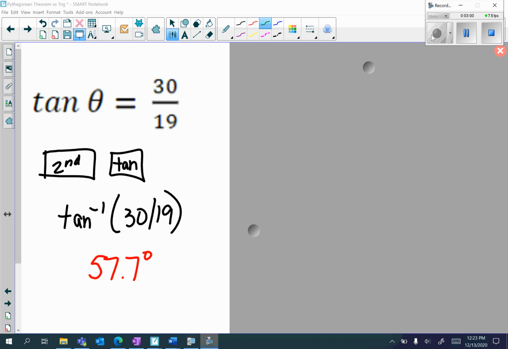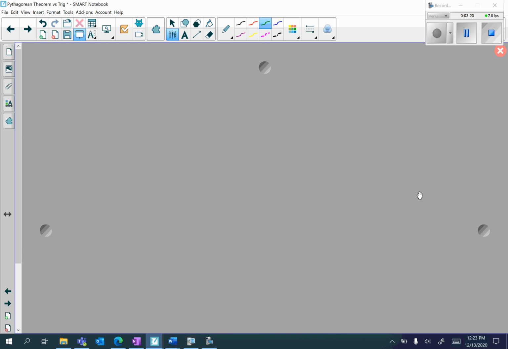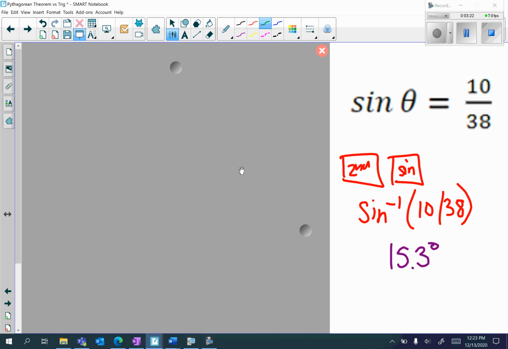Another example we have is tan of theta is equal to 30 over 19. We want to solve for theta, which is the angle. So don't forget, when you're trying to solve for the angle, you put in second tan of 30 divided by 19, and you end up getting 57.7 degrees. If you have sine of theta is equal to 10 over 38, again, you're looking for theta, which is the angle. So you have to put in second sine in your calculator, 10 divided by 38, and you get 15.3 degrees.